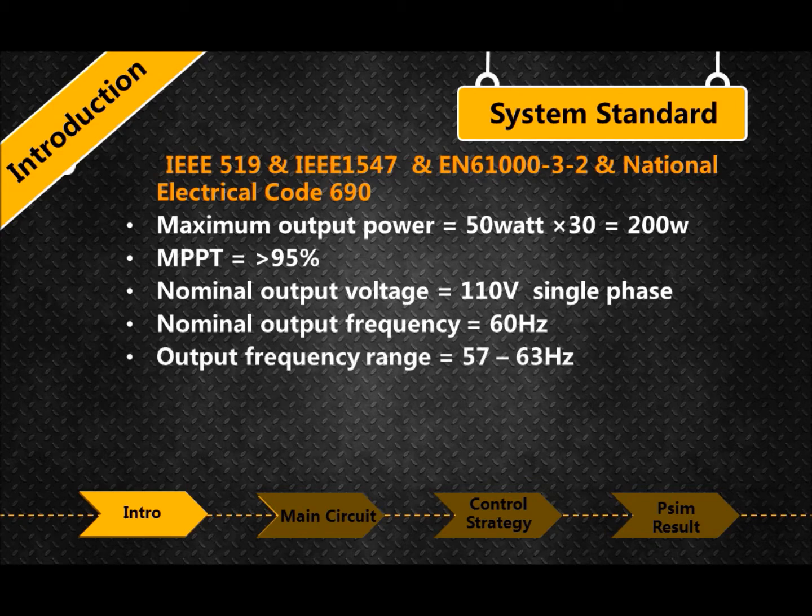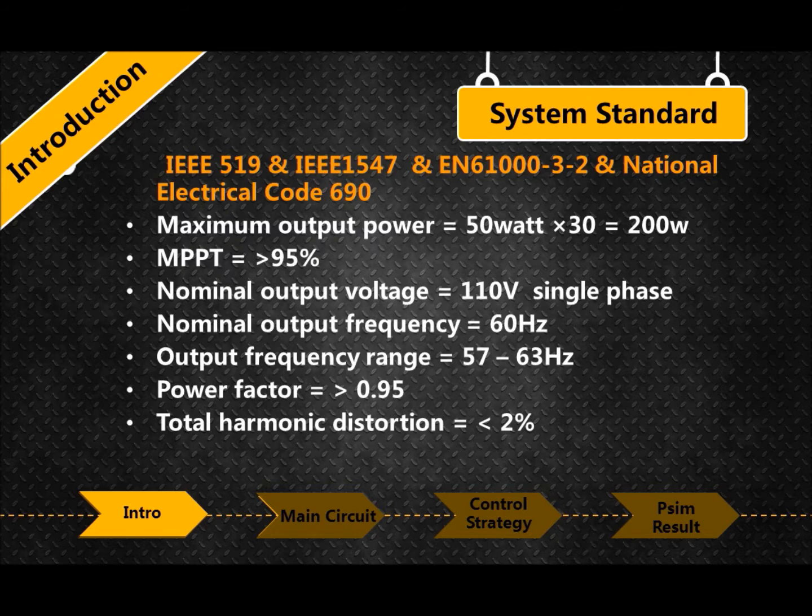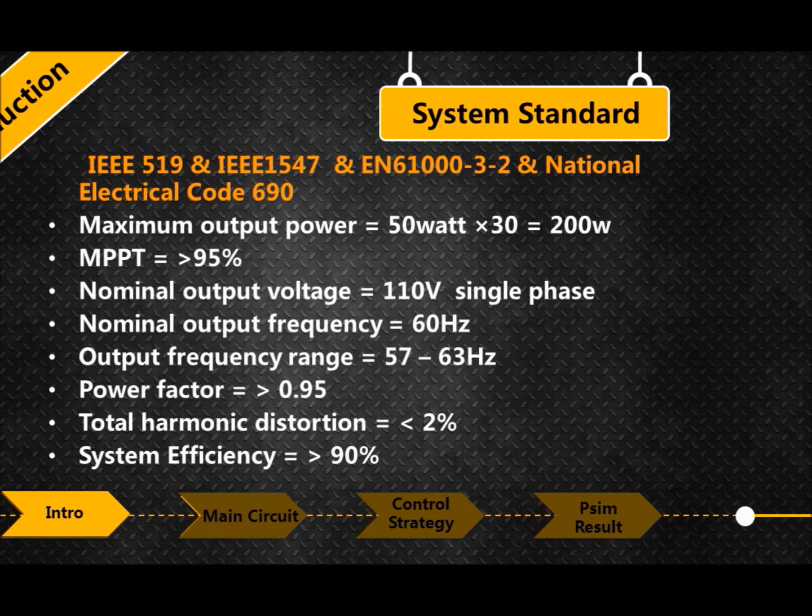The output frequency range should be between 57 and 63 Hz, and the power factor should be above 0.95. The total harmonic distortion should be smaller than 2%, and the system efficiency is supposed to be over 90%.